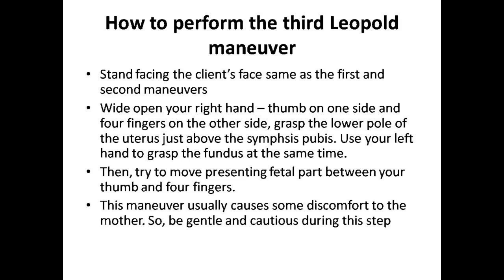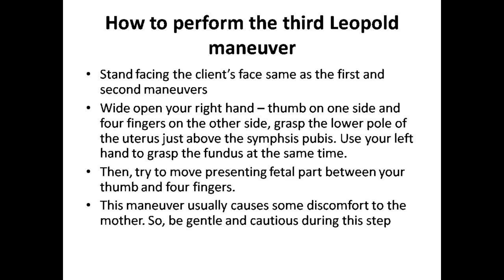Then with the help of that hand, you want to grasp the lower pole of the uterus just above the symphysis pubis. So stand at the right side of the mother facing her face, and widely open your dominating hand, most commonly the right hand, with the thumb on one side and the other four fingers on the other side. Place your hand above the symphysis pubis and grasp the lower pole of the uterus. Use your left hand to grasp the fundus at the same time.